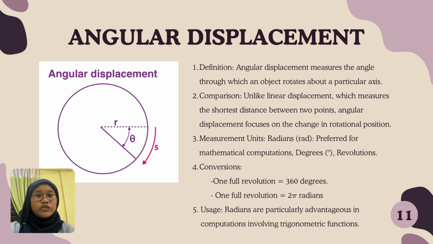It's typically measured in radians, degrees, or revolutions. One full revolution corresponds to 360 degrees or 2 pi radians. As we can see, this diagram illustrates how angular displacement works. If the object rotates from point A to point B, the angle formed is the angular displacement.